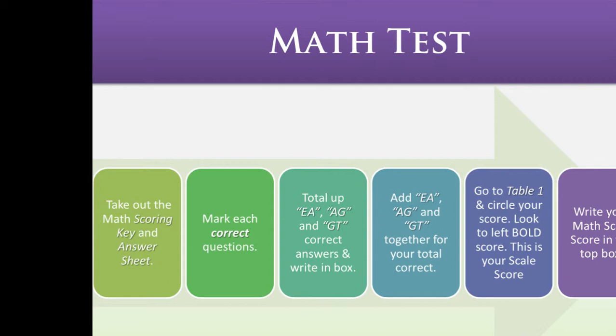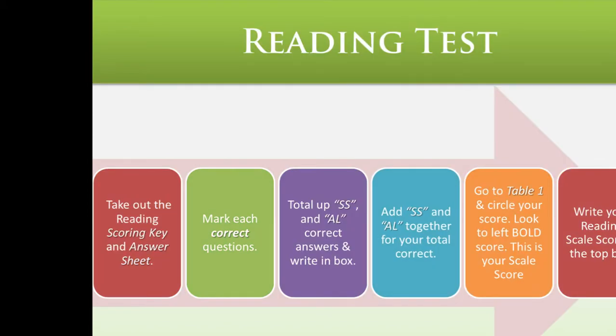This tells you what your scaled score is out of 36. Now go up above, put your scaled score in the top box. On to reading. Reading, like English, only has two subcategories.